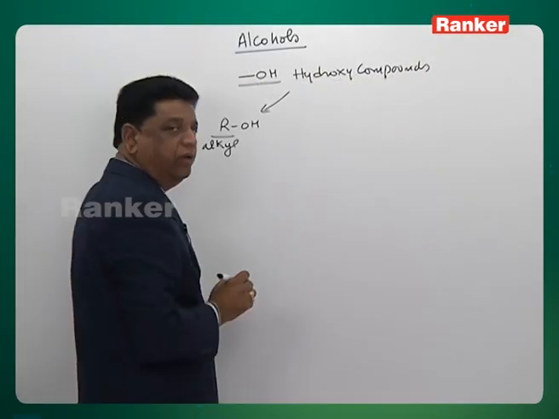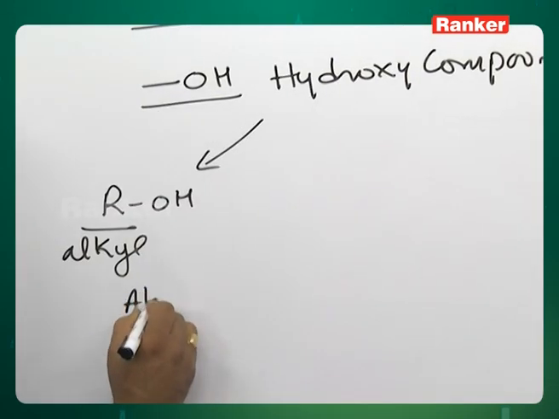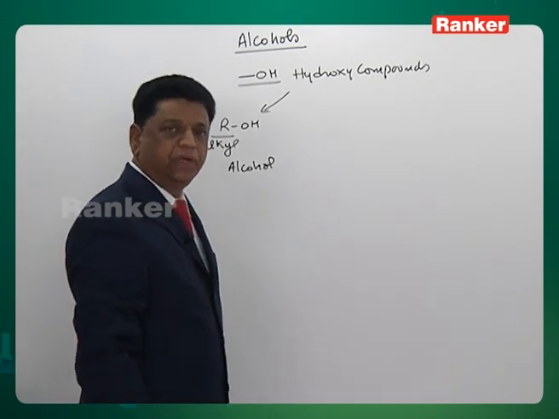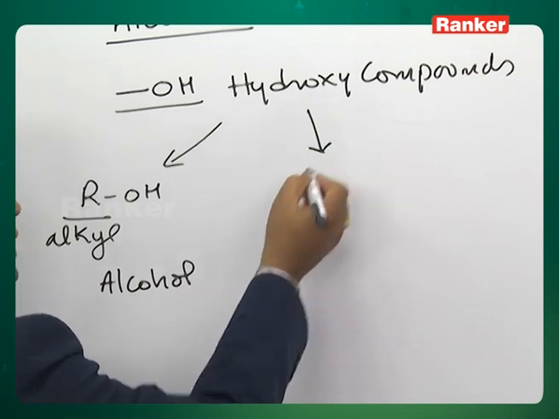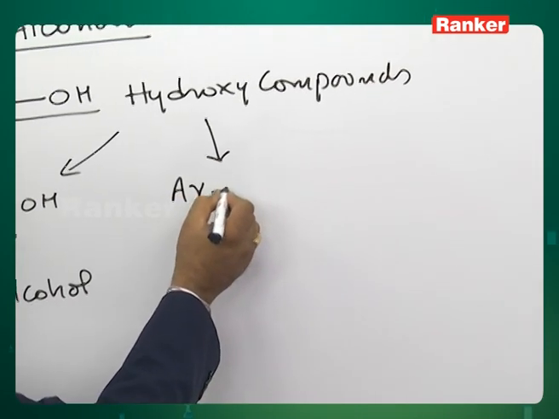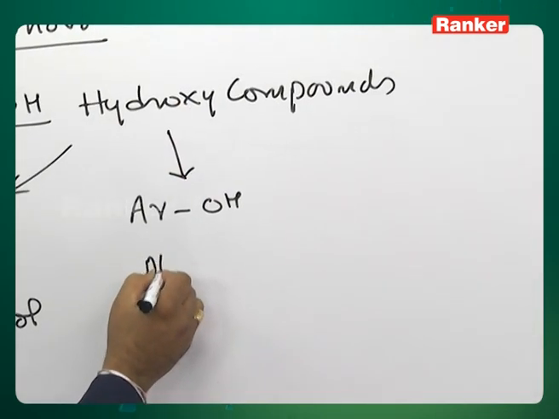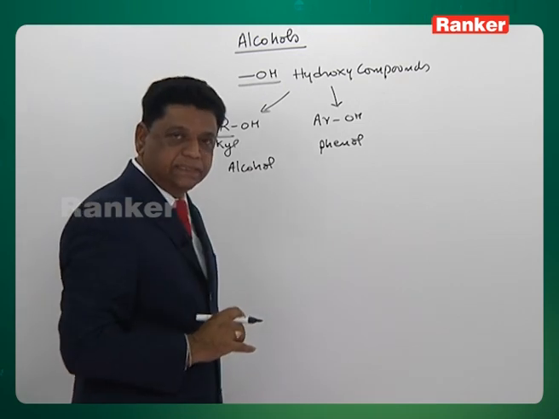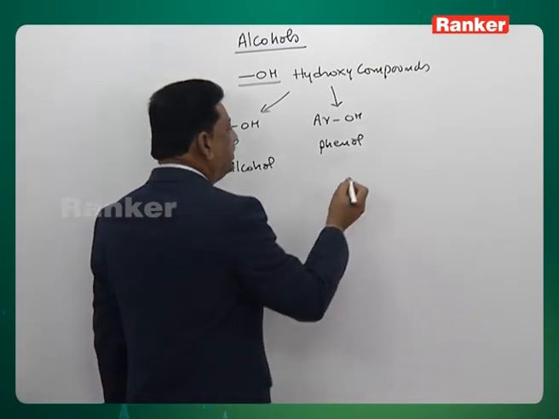Alkyl group containing OH group compounds, you may call them alcohols, where the alkyl group can be a methyl, ethyl, and 1 degree, 2 degree, 3 degree, and so on. Second type will be the aromatic case, when aromatic OH containing compounds are phenols. When OH is directly attached to an aromatic system like benzene, naphthalene, and so on, they are called phenols.